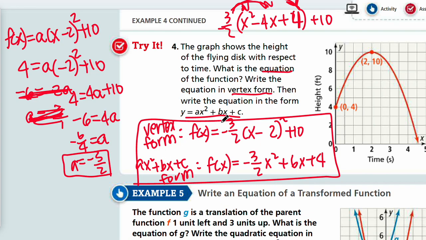So example 5 is going to be the last example. We'll continue with example 5 in the next video.